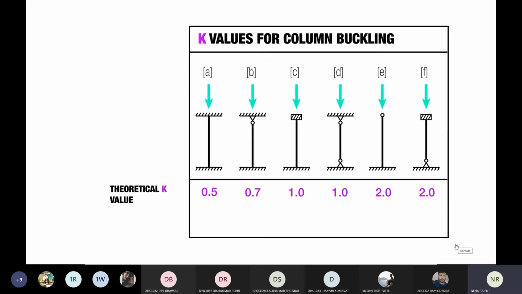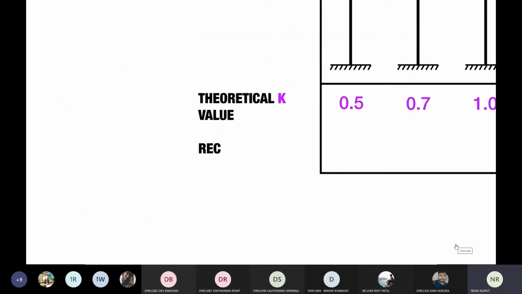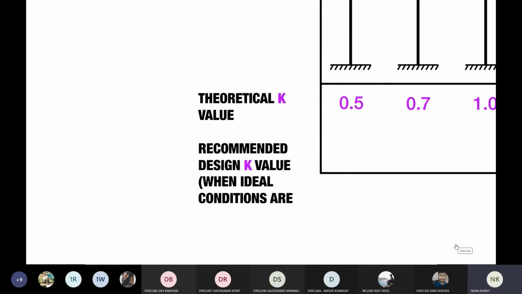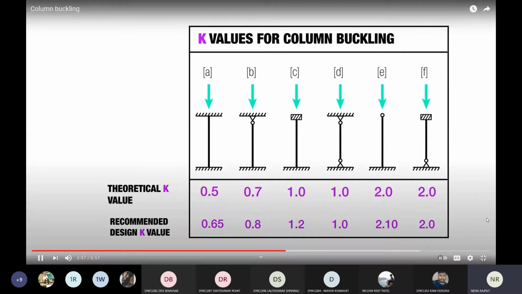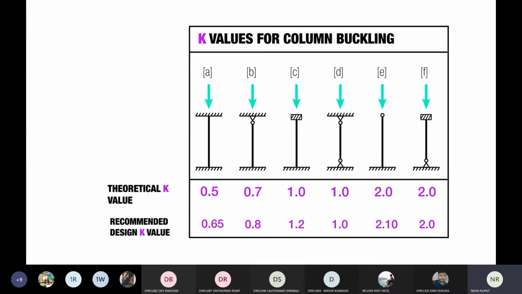Now, right below that theoretical K value, there's another line that says recommended design value when ideal conditions are approximated. And that basically means we're talking about wood. So the theoretical K value can pretty much work if we're talking about something like steel that's pretty consistent, maybe even concrete that's pretty consistent, but wood is kind of weird. It's got knots and wanes and checks and cups, and no piece of wood is perfect. No two are the same. So in some of these situations, we're going to have a slightly larger recommended K value for wood.